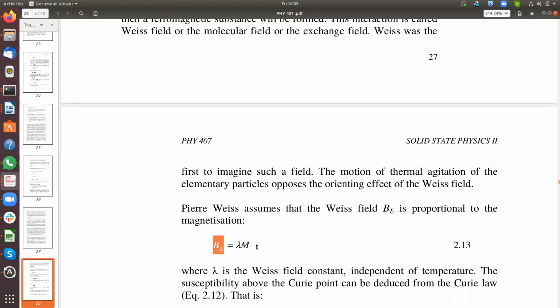So this is what we wanted to derive before we start giving those stories. So the Weiss field BE is equal to lambda M. M is the magnetization. Lambda is the Weiss field constant, independent of temperature. This is not dependent on temperature, but you recall that susceptibility is temperature dependent. So somebody can ask you to give in a sentence the difference between the Weiss field constant and susceptibility. Susceptibility depends on temperature, but the Weiss field constant is independent of what? Temperature. Take note of all these things.